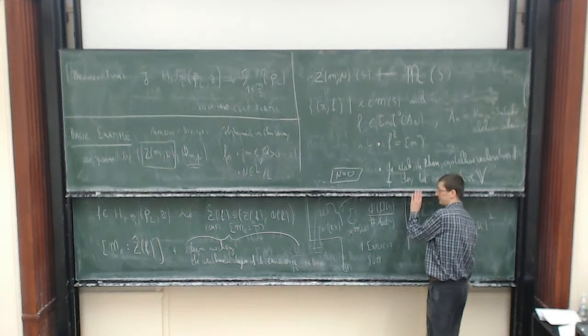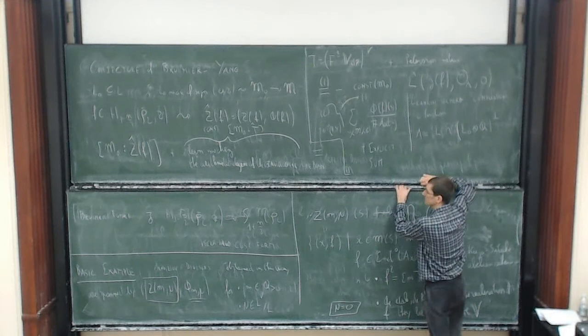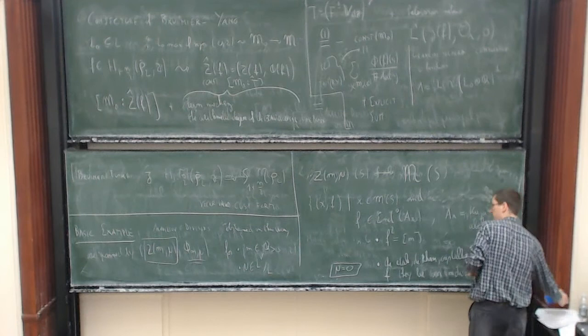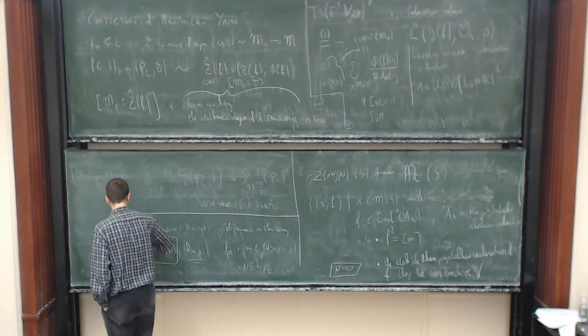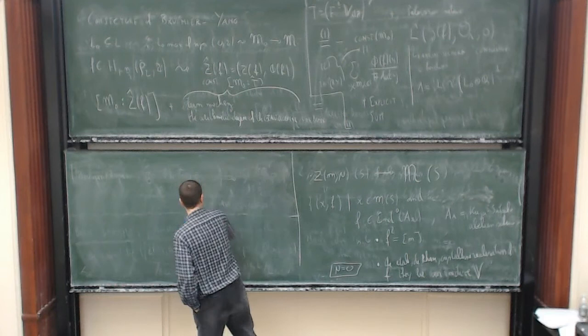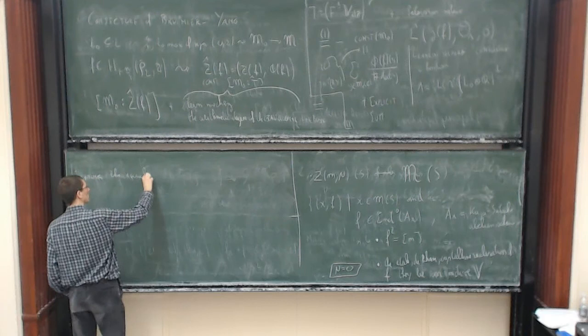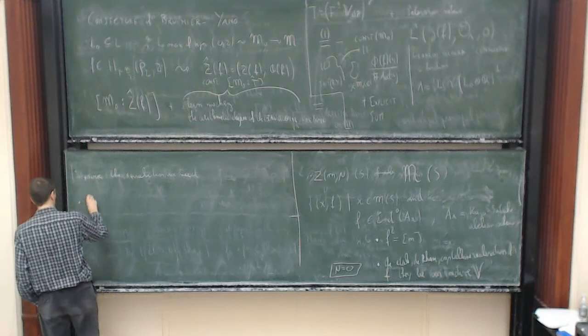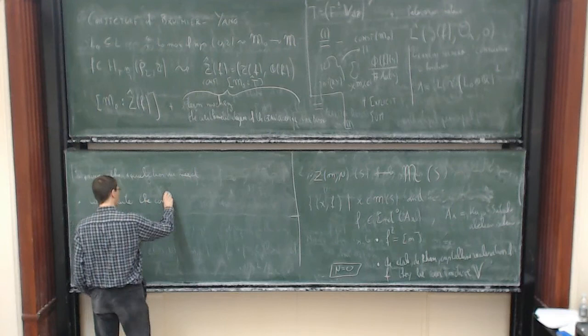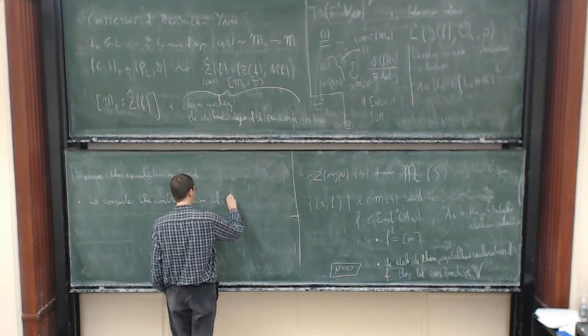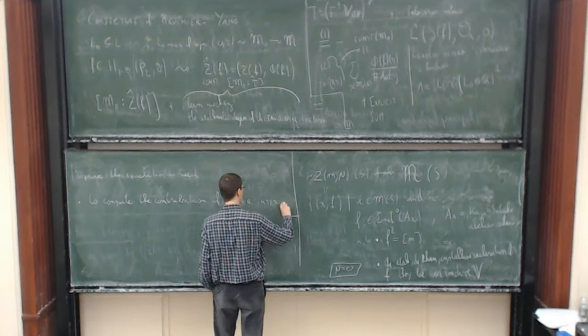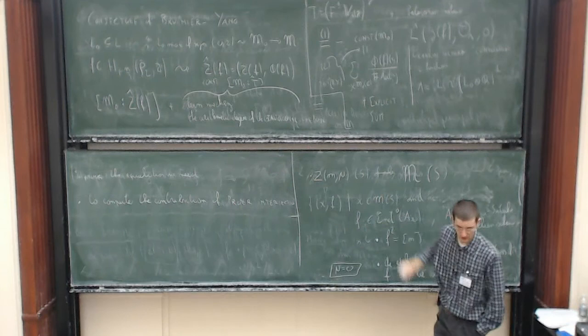So let me just make two remarks, and then I'll stop. So to prove the equalities, we need to compute the contribution of a proper intersection, right? So you will have points which do not lie on the support of that function, and that we can do, okay?